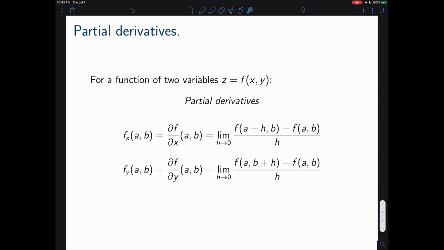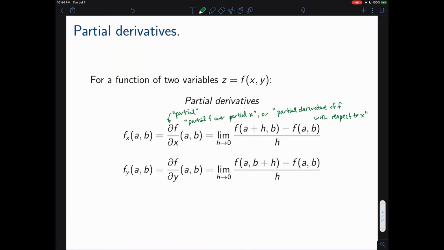There's notation for these. One style of notation is to write a fraction like this, and this symbol is called the partial symbol. I would just say partial f over partial x, or partial derivative of f with respect to x.